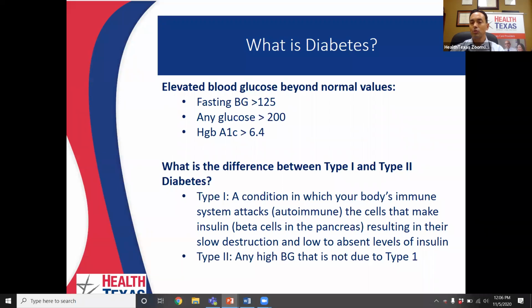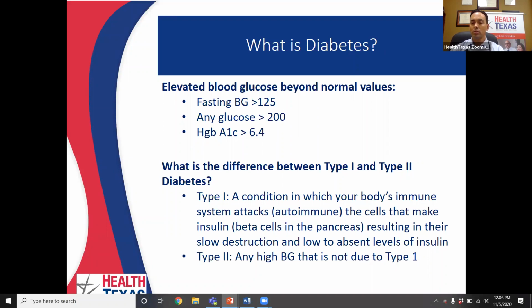And again, fasting is usually defined as about 6 to 8 hours with no food or calorie intake. Of course, you could have water, coffee, diet soda, and because they don't have calories, that would not impact your glucose. Another definition is any glucose greater than 200. That could be at any time of the day, regardless of when you ate or what you ate or even how much you ate.